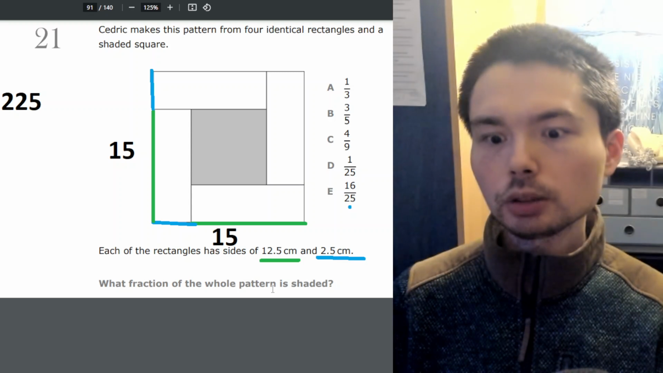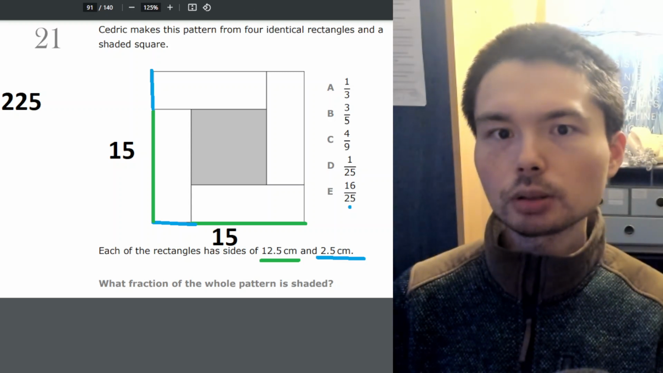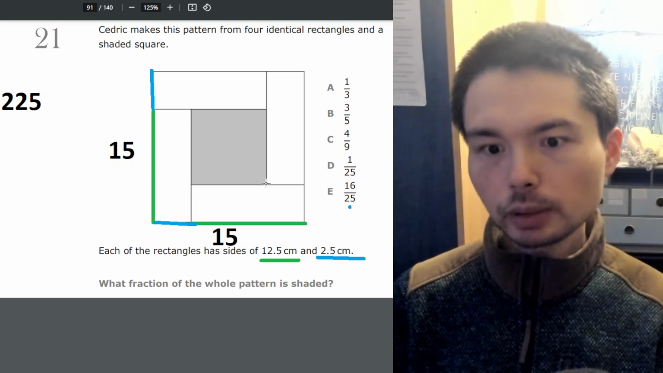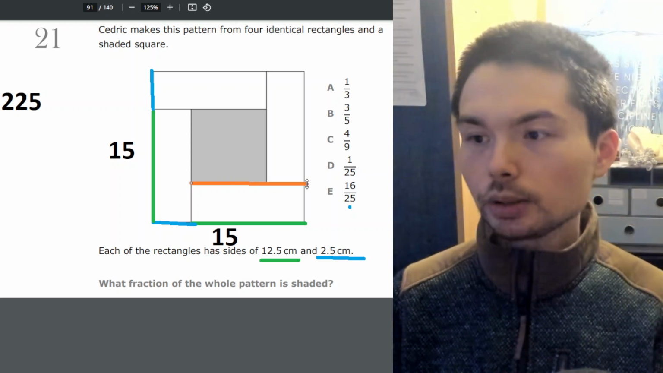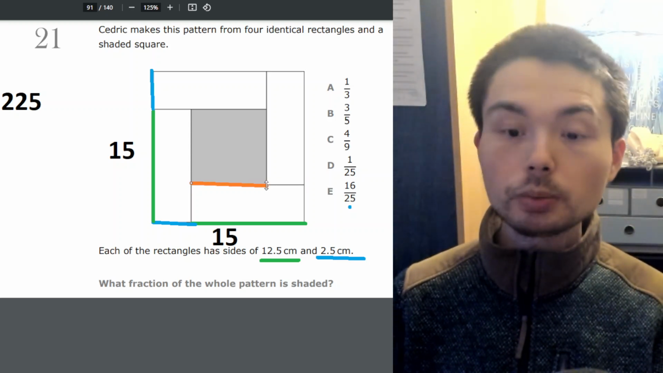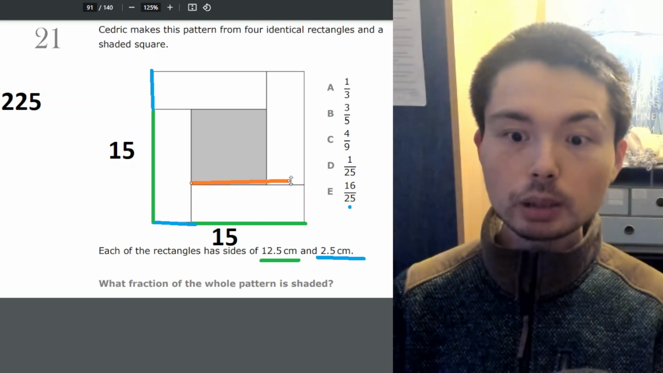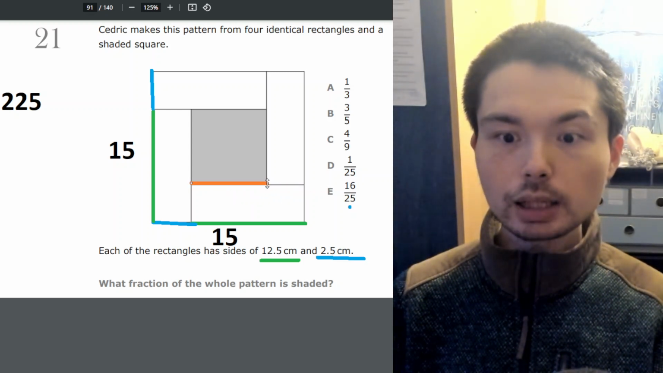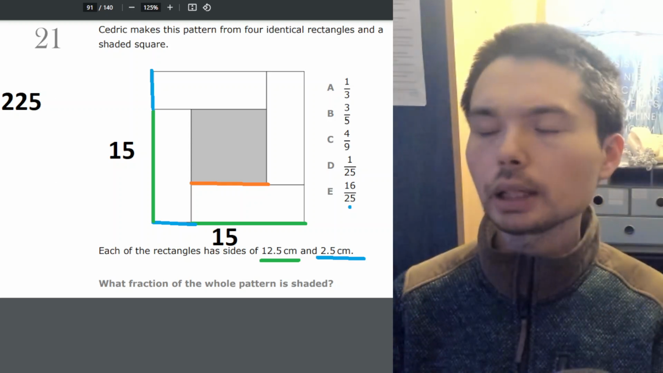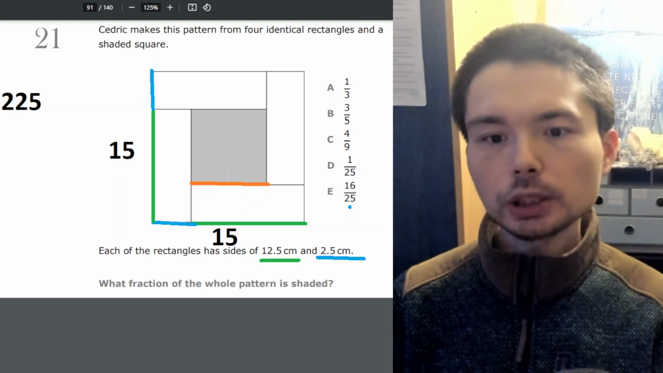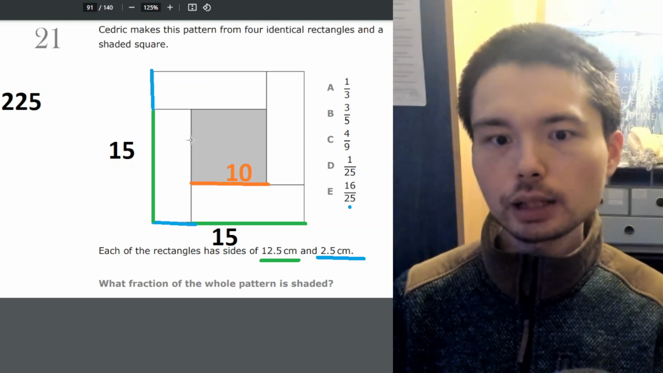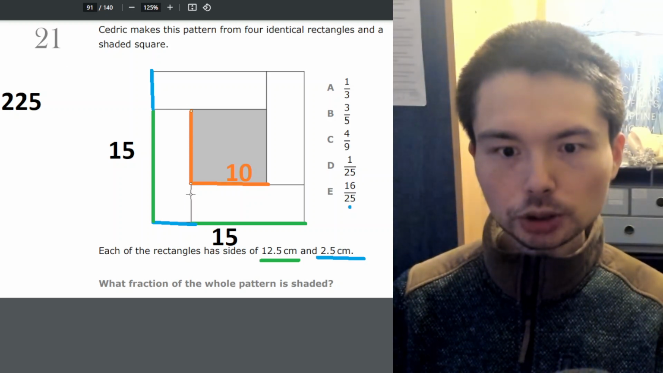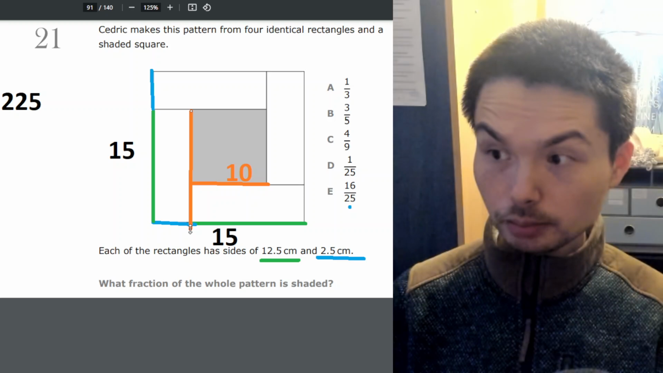And now, what fraction of the whole pattern is shaded? So that's the grey one. I'll just put that in orange here. Now can you see it's really like the green bit and the blue bit. What we're going to do with them, well, it's only part of the green bit because we need to get rid of the blue bit. So that is really 12.5 minus 2.5, which is 10. If we go the other direction, it's the same thing. That is 10 as well. Just want to make sure that is clear.